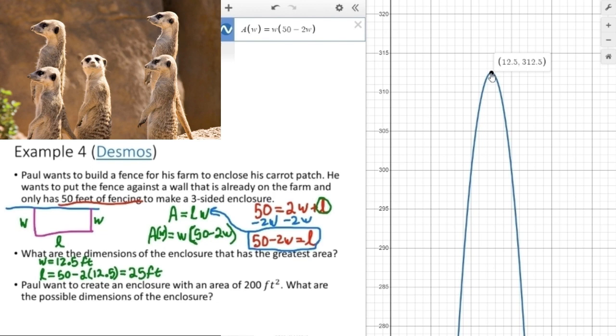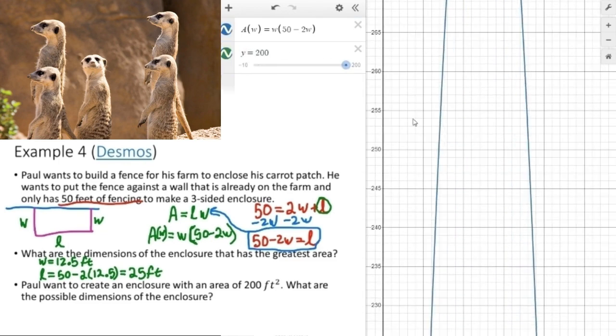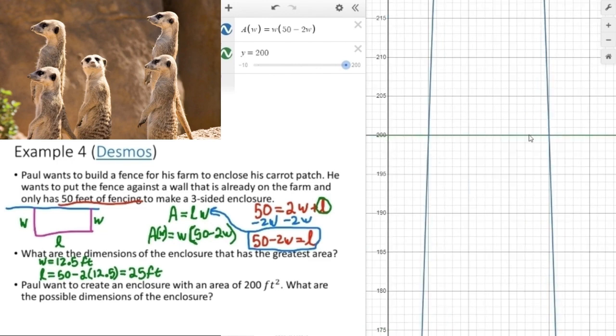Next, we want to know what are the possible dimensions of an enclosure that has an area of 200 feet squared. Because we know our maximum area is 312.5 square feet, it is possible to make an enclosure with 200 square feet of area. To help us solve, going into Desmos, we're going to type in y equals 200. Now, nothing immediately shows up, but if I scroll down, we can see that the y equals 200 is in green. And remember, Desmos does highlight points of intersection for us. So we can see 2 scenarios where my area can be 200. Scenario 1, the width is 5, or scenario 2, the width is 20.